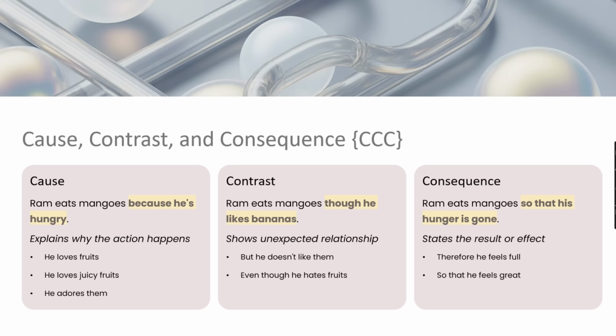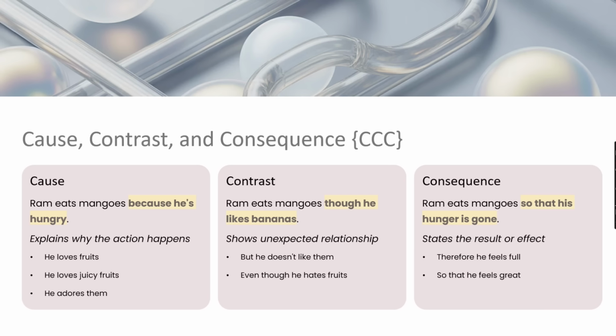When you add cause detail to a sentence, you have to tell the reason. You have to show the reason why something is happening. In this case, your root sentence was "Ram eats mango." So why does he eat mango? I have clearly given "because he is hungry." Ram eats mangoes because he is hungry.